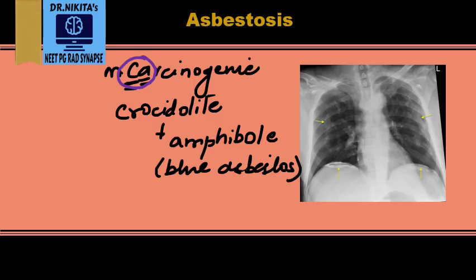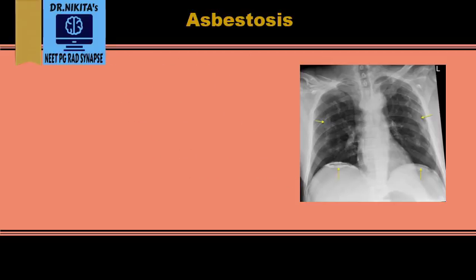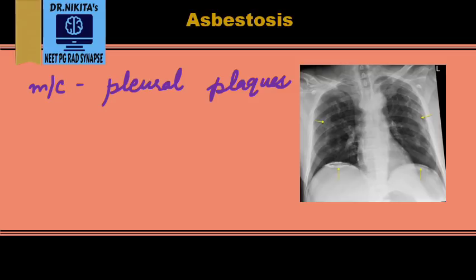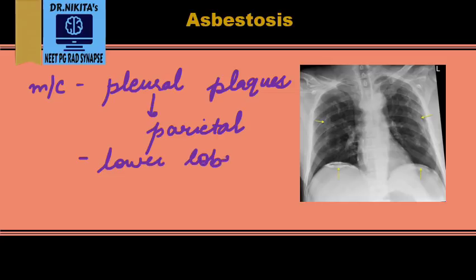So radiologically, what are the findings that we see in asbestosis? The most common findings are calcified pleural plaques. Important to remember is that the pleural plaques affect the parietal pleura and not the visceral pleura. Most commonly affected are the lower lobes in asbestosis. As the disease progresses, upper lobes are also involved, but initially it is the lower lobes.